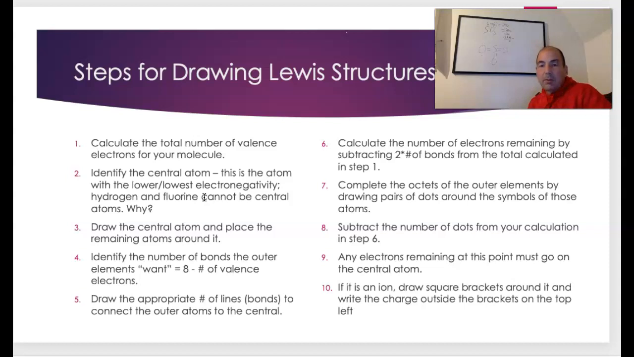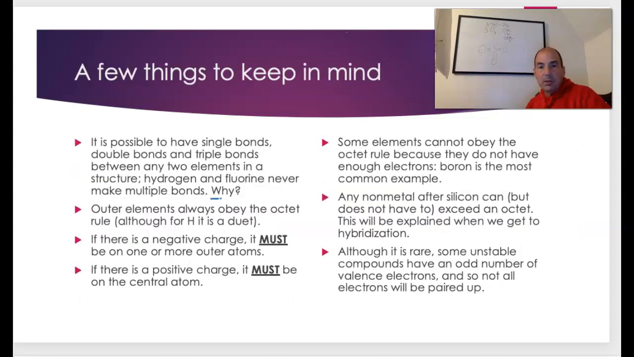You'll see that there are a couple other steps, because if we do have extra dots at this point, they would have gone on to the central atom. And if it was an ion, we'd have to take that into account and also draw brackets around it just to show that there is a charge on it. So let's go through that a little bit more.